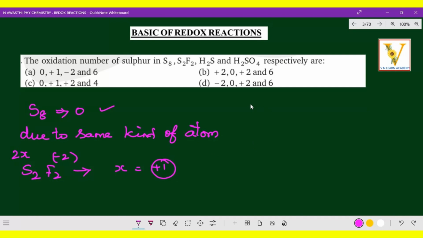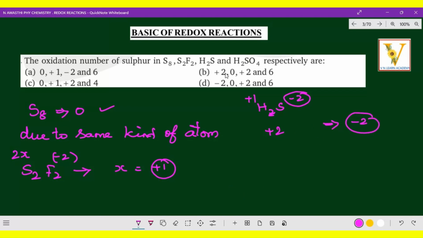And the same way, the next one is H2S, hydrogen sulfide. Here sulfur we don't know. Hydrogen is +1 and there are two, so it is +2. So sulfur is -2, just the opposite. Here you can identify -2.